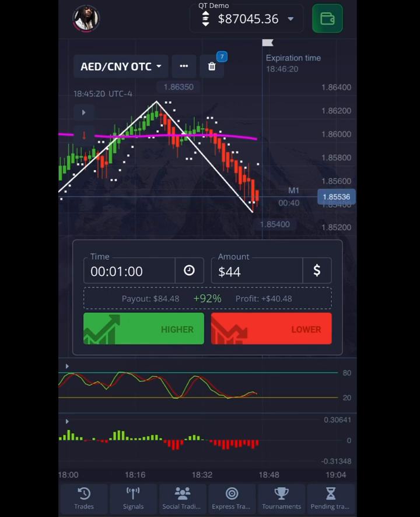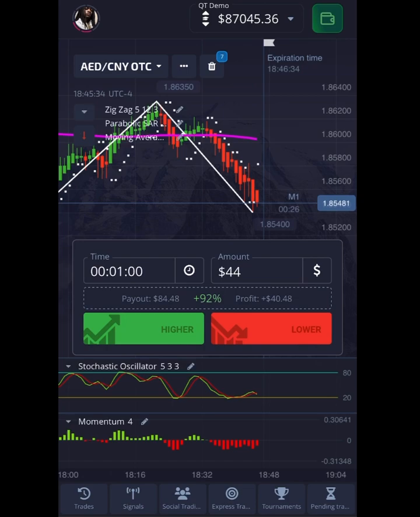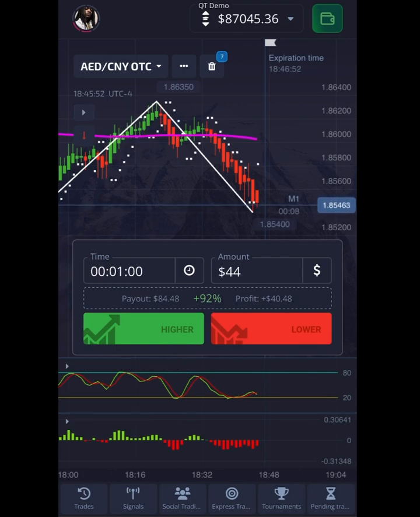It utilizes three indicators total, one being the Parabolic SAR, which is the dots that you see on top of the candles. The second is the momentum indicator at the bottom. I keep that set at 4. Then above that we have the stochastic oscillator. For this strategy, I have it set to 5, 3, 3. Now, these are the rules at hand.